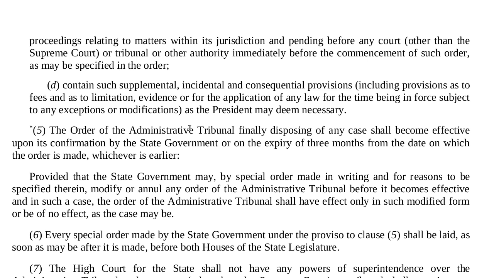5. The order of the administrative tribunal finally disposing of any case shall become effective upon its confirmation by the state government or on the expiry of 3 months from the date on which the order is made, whichever is earlier, provided that the state government may by special order made in writing and for reasons to be specified therein modify or annul any order of the administrative tribunal before it becomes effective, and in such a case the order of the administrative tribunal shall have effect only in such modified form or be of no effect, as the case may be.